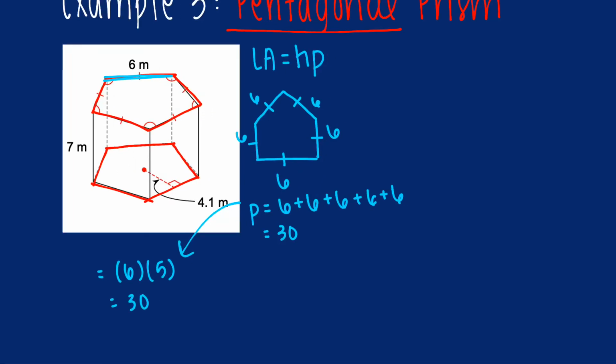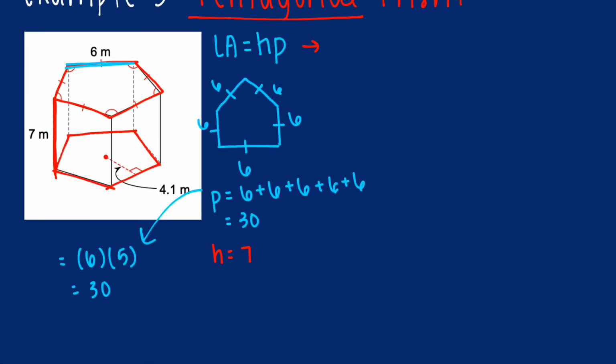Now when I look at the two bases, the side connecting them is measuring as 7, so I know my height between the bases is 7. When I plug everything into the lateral area formula, I get 7 times 30.